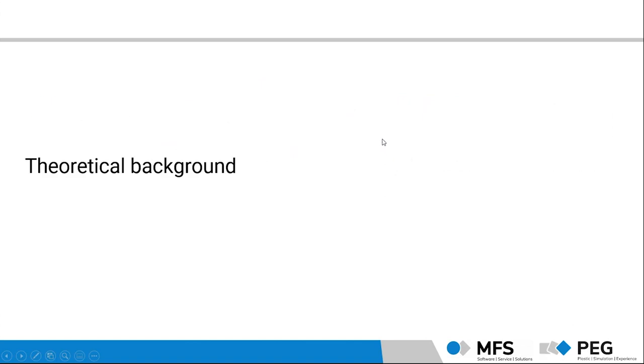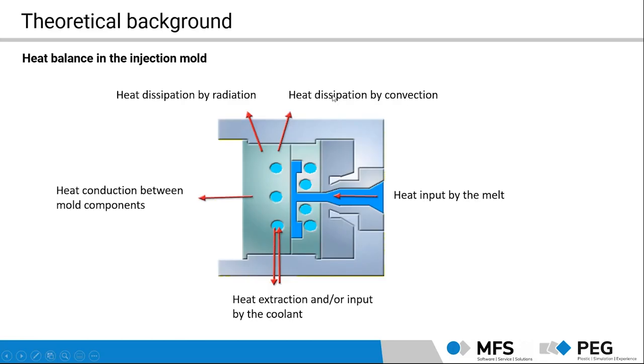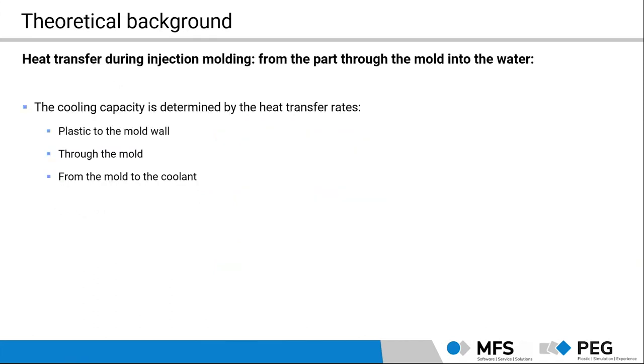Let me give you some examples of what is discussed in the theoretical background during this training. We will talk about the heat balance in the injection mold, what is coming in and what is going out and how. And as we are most interested in how we get the heat out of the mold, the question is how the heat transfer is going. We can say the heat is coming from the part, going through the mold and into the water, sometimes oil, but mainly water.